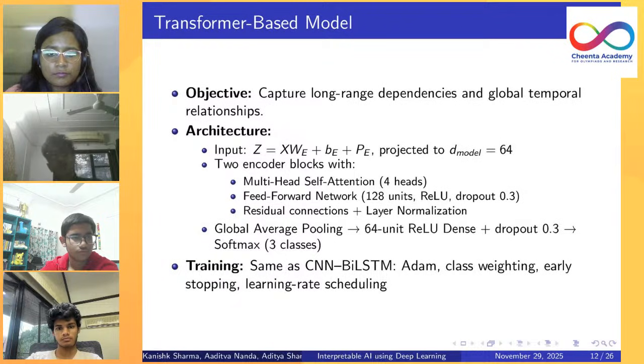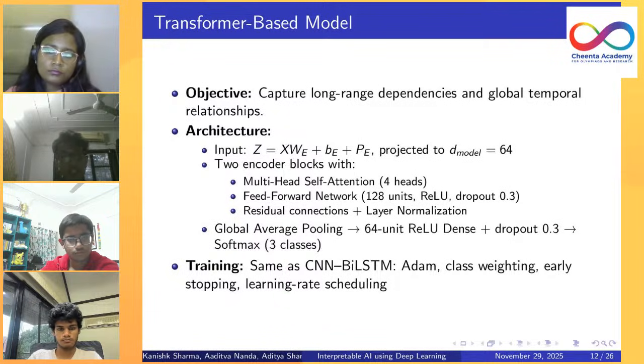The next slide brings us to our second deep learning model, that is a transformer based model. This architecture replaces recurrence that was used in BioLSTM with self attention, which directly models all pairwise time step interactions and provides richer temporal credit assignment. Each time step vector in X, which is our tensor, is linearly projected into a 64-dimensional embedding, and sinusoidal positional encodings are added.